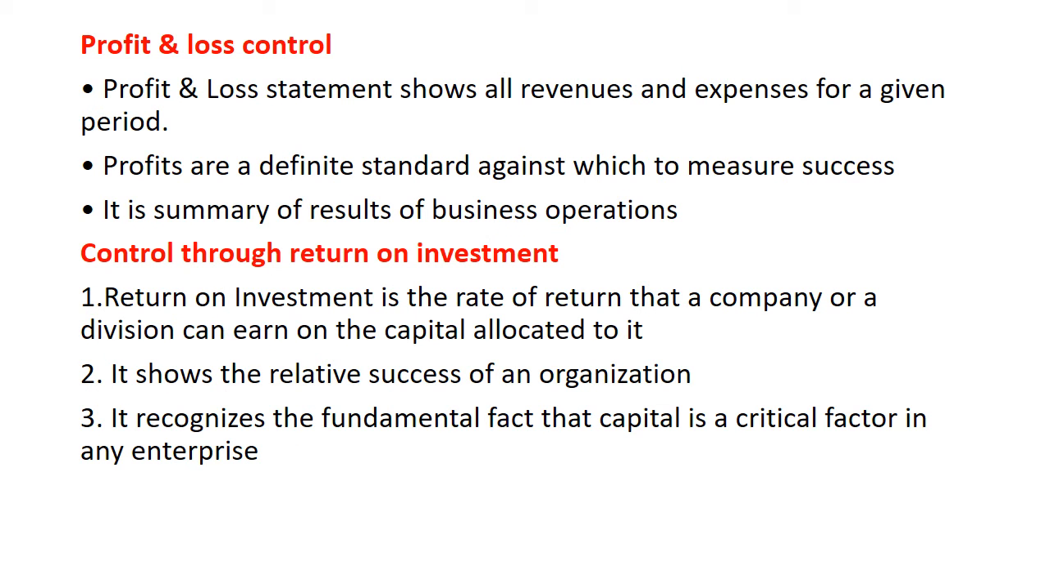In the finance sector there are profit and loss control and control through return on investment. Profit and loss control means profit and loss statements show all revenues and expenses. Profits are a definite standard against which to measure success, and it is a summary of the results of business operation. Control through return on investment means return on investment is a rate of return that a company or a division can earn on capital allocated. It shows the relative success of an organization. It recognizes the fundamental fact that capital is a critical factor in any enterprise. These two come under the financial sector and under the overall controls.